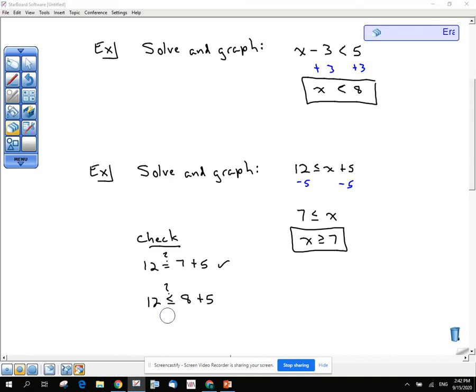Actually, what I really should do is not even include the or equal to here, right? Because we're checking the direction, it's going to be less than. 12 is less than 8 plus 5, which is 13. So that is how you check.